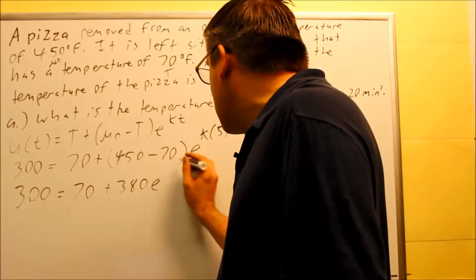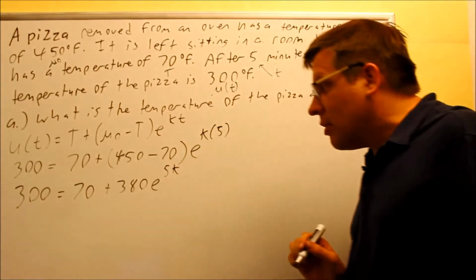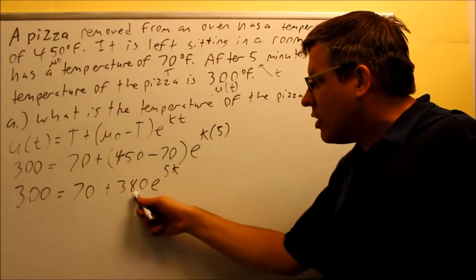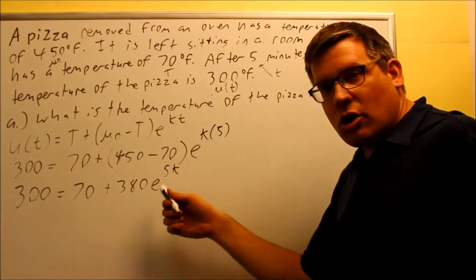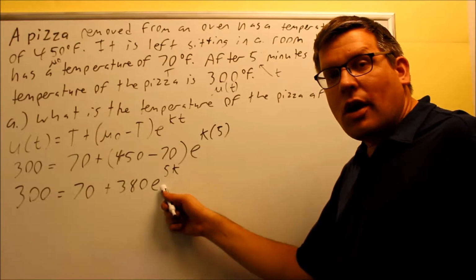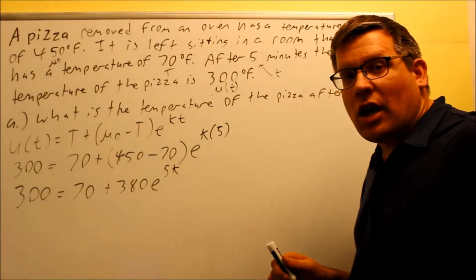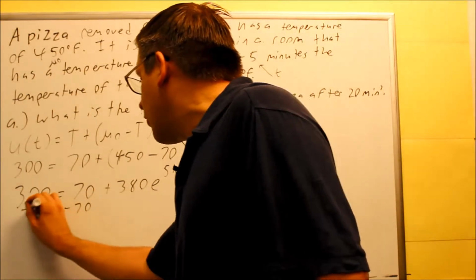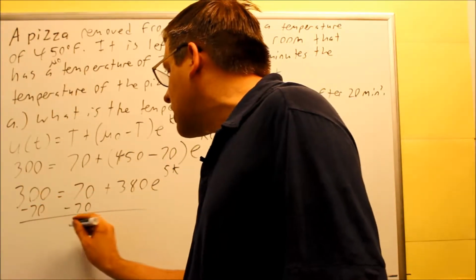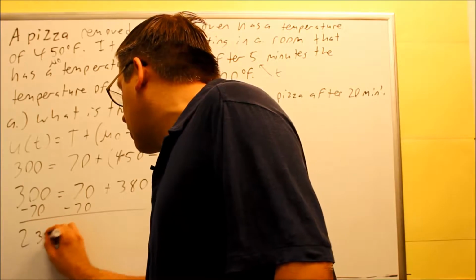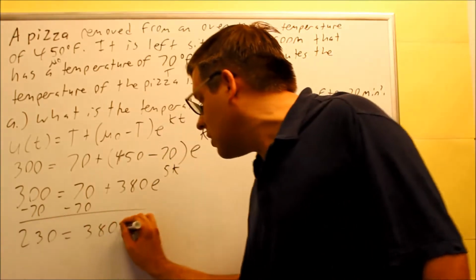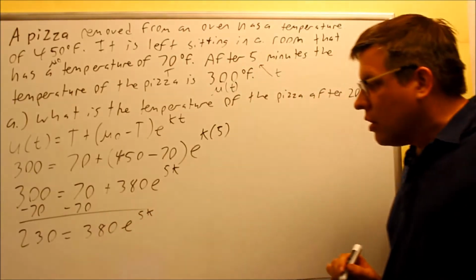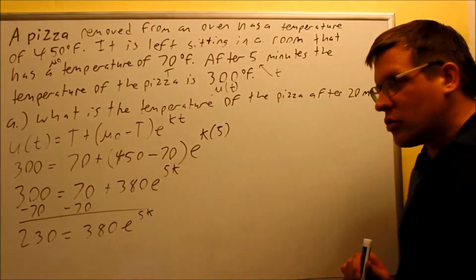So we have 380 e to the 5k. You can't add these numbers together either. You can't take 70 plus 380. These are not like terms, because this one is connected to the e and this one doesn't have an e, so you can't combine them. But what you can do is subtract 70 from both sides. Subtract 70, and we get 230 equals 380 e to the 5k. This is what we get when we subtract 70 from both sides.